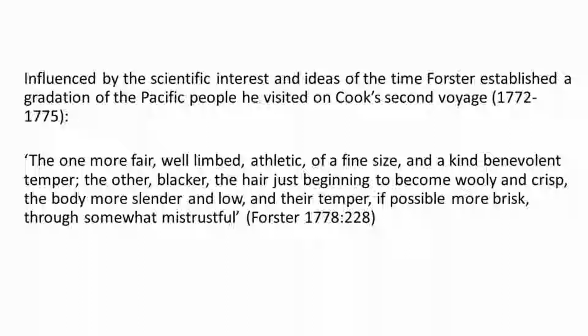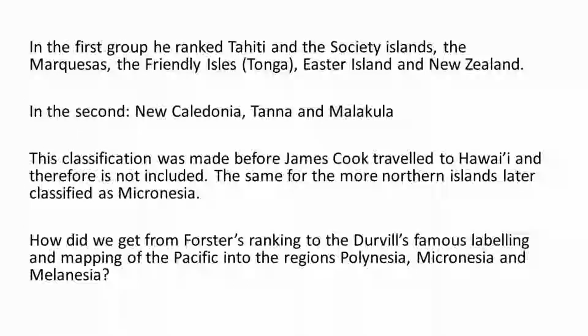So in the first group, he ranked Tahiti and the Society Islands, the Marquesas and the Friendly Islands, also Tonga, Easter Island and New Zealand. So the more fair one, the one that he thought was nicer. In the second category, New Caledonia, Tanna and Malakula. So this classification was made before James Cook traveled to Hawaii. Therefore, Hawaii is not included in this, but it would have been categorized in the first category. And the same for more northern islands later classified as Micronesia.